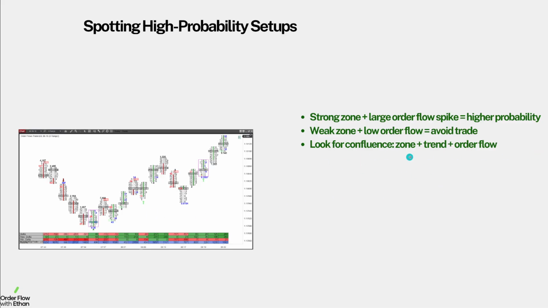Then you should look for confluence: zone, trend, plus the order flow, plus the stacked buying or selling imbalance that was happening before. So just look for zones where buyers are interested and zones where sellers are interested, and watch how the market will behave when it reaches that level once again. And that is your job while trading the order flow basically.